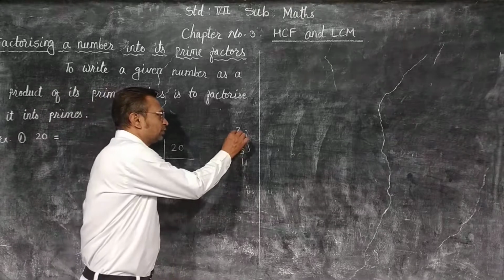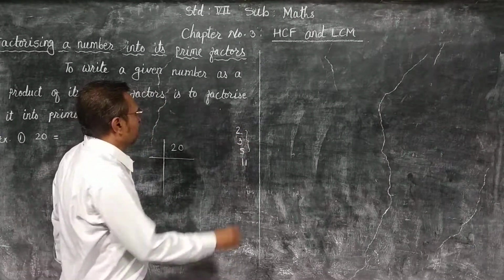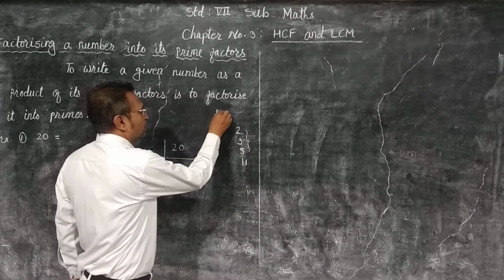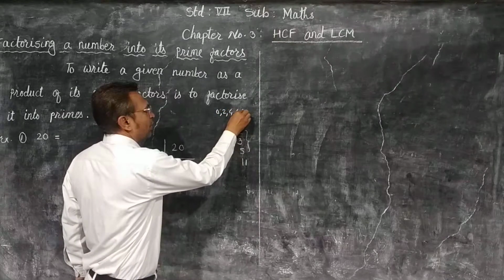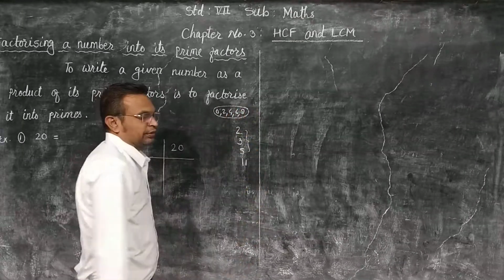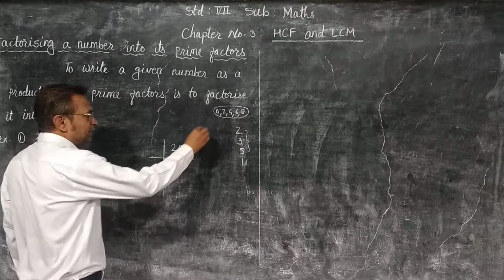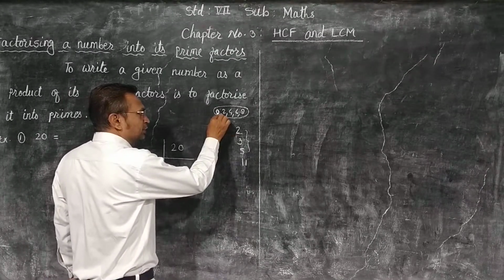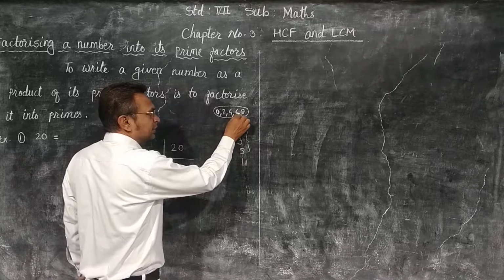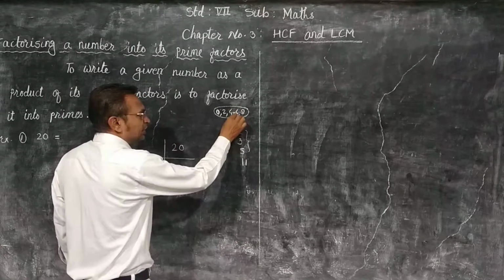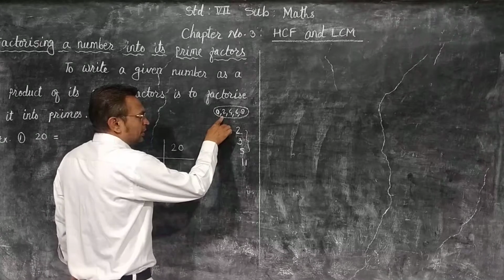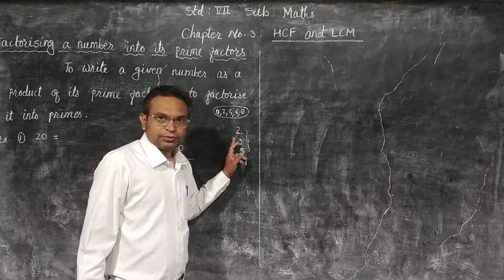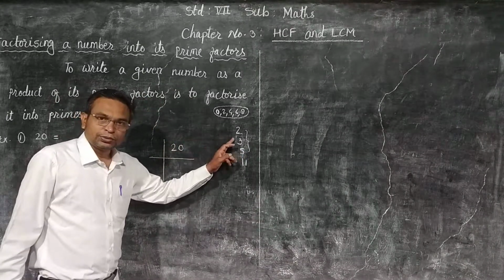Now, what is the test of 2? If the digit in the unit place is 0, 2, 4, 6 or 8. If any number has 0 or 2 or 4 or 6 or 8, one of these digits, in its unit place, that number is divisible by 2. It can be divided by 2.